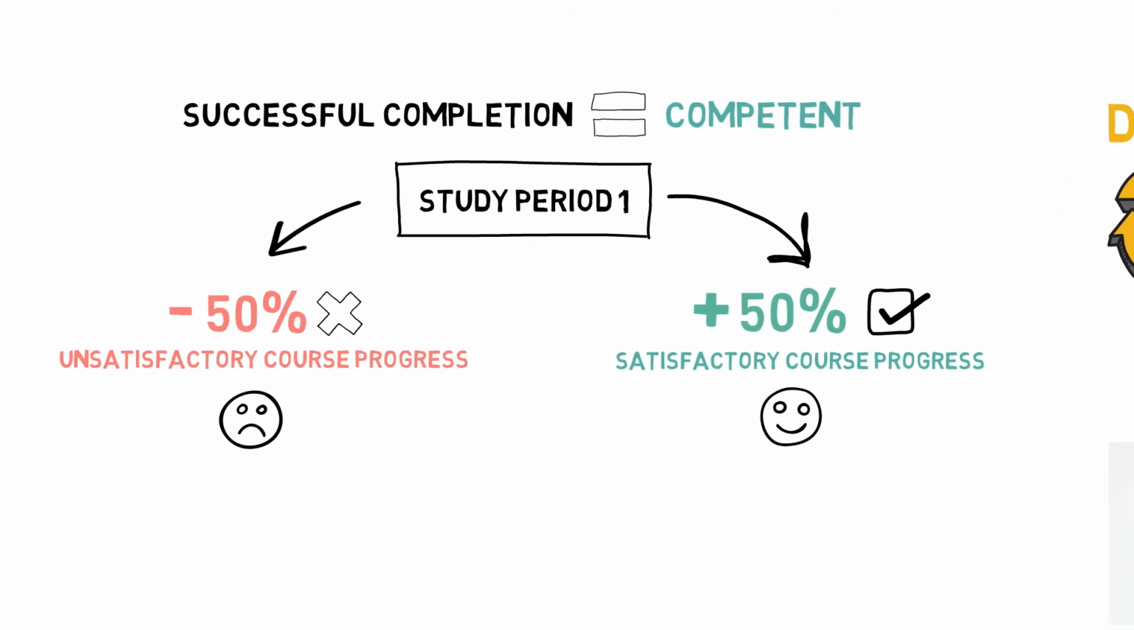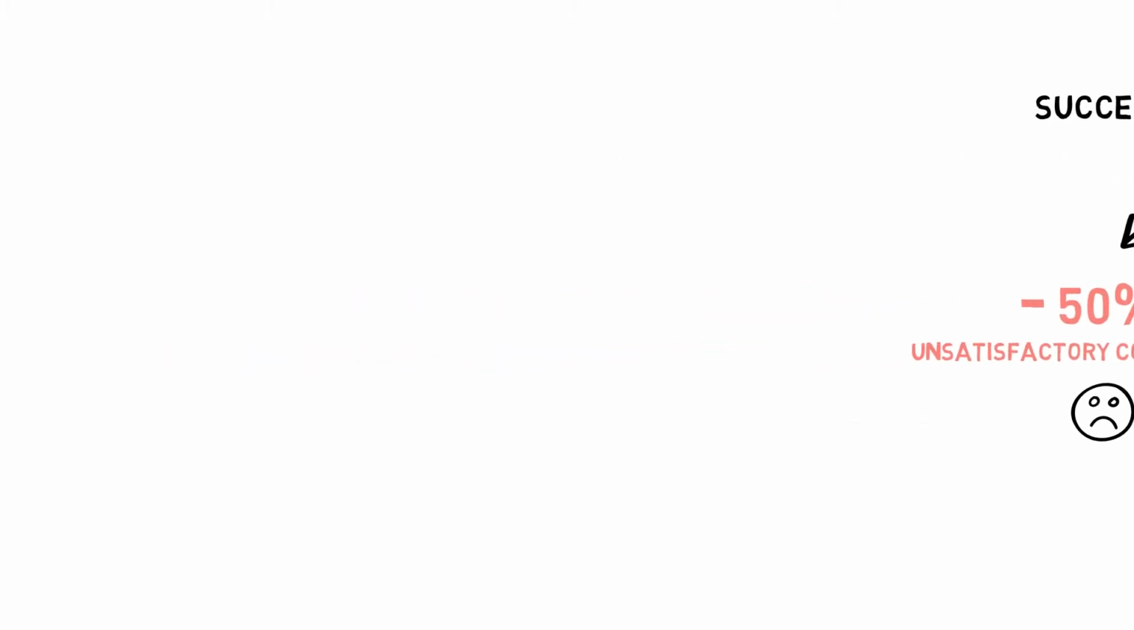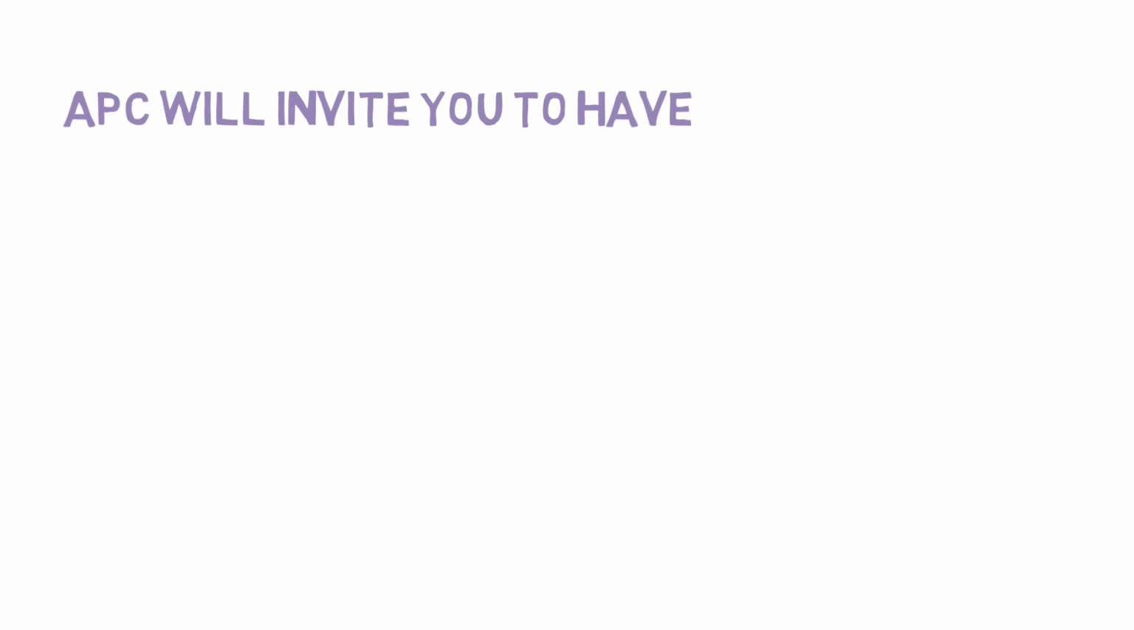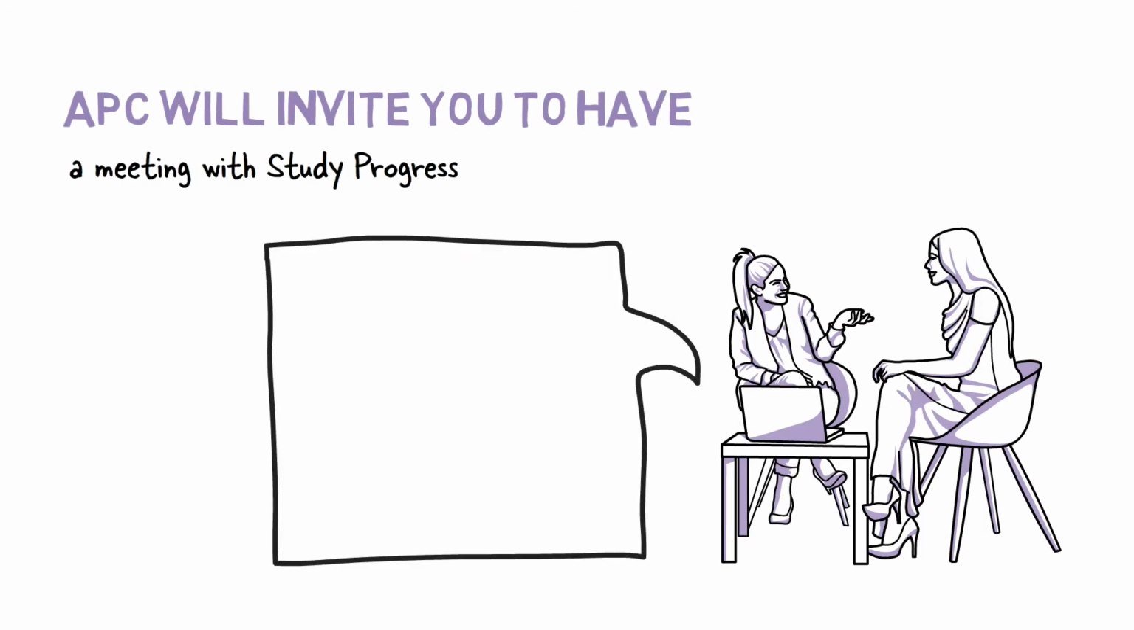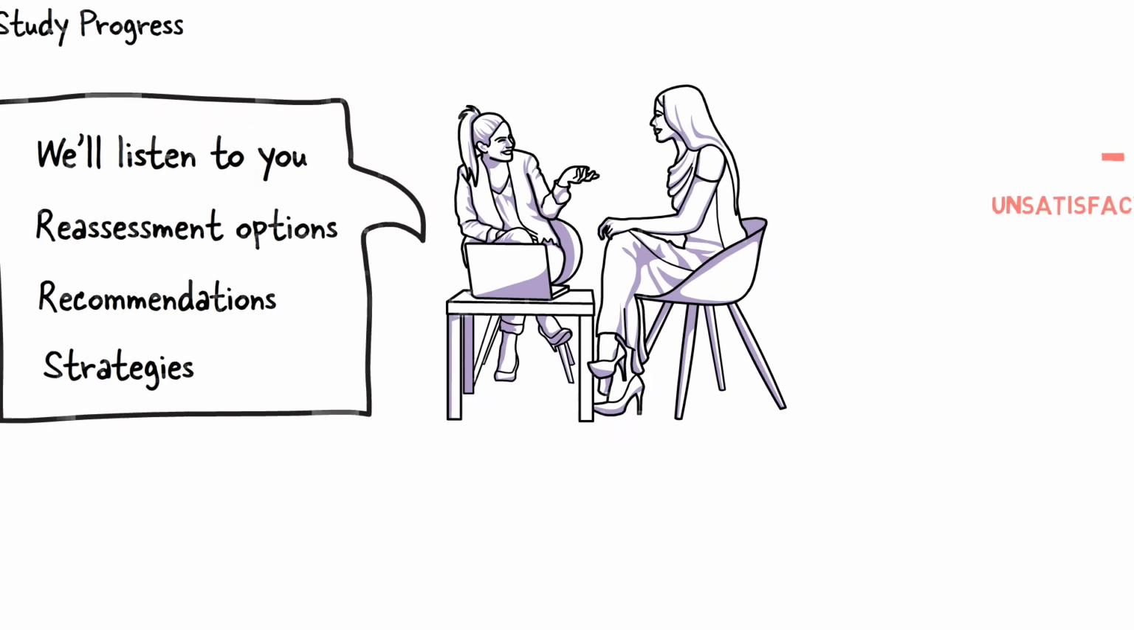If at the end of term you still have unsatisfactory course progress, APC will activate its intervention strategy and will invite you to have a meeting with the study progress officer. In this meeting, you will have the opportunity to explain why you did not perform well during term, and you will be advised about available reassessment options to improve your course progress. During your meeting, you will also receive recommendations on strategies to maintain satisfactory course progress for the remainder of your course. In your following term, there are once again two possible outcomes.